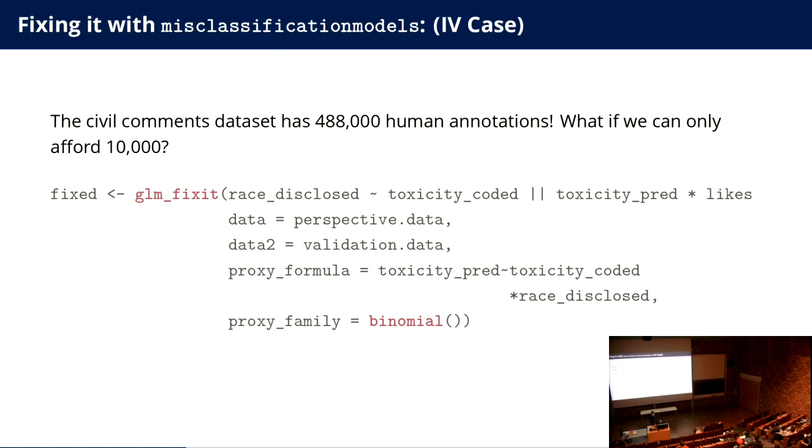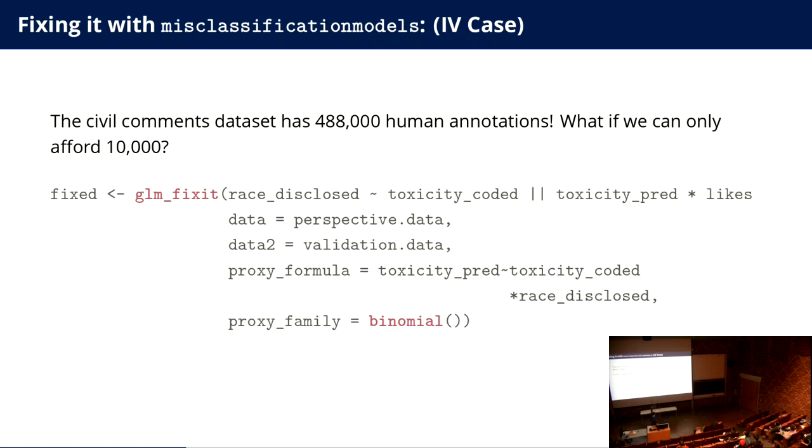We call it GLM Fixit, and the package is called Misclassification Models. It's not in CRAN yet. Maybe someday it will be, but it's on GitHub. What this package does is it uses this double pipe operator. If you see that, race disclosed is a model, it's a function of toxicity coded, and then this double pipe operator means that we're going to use the toxicity predictions as our stand-in for the toxicity coded. The coded is like the true value, the predictions are the predictions, right?